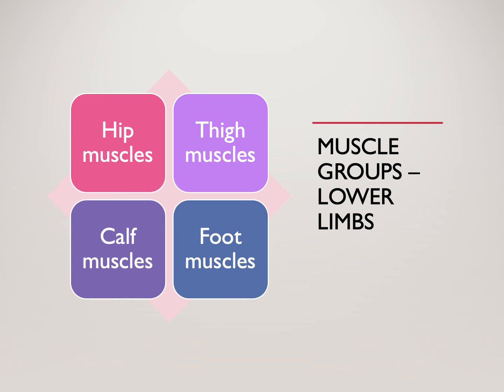Now let us observe the muscle groups of the lower limbs. They include hip muscles, which cause various movements around the hip joint, your gluteus muscles or the muscles present in the hip, thigh muscles, which include quadriceps and hamstring groups, calf muscles and the foot muscles.